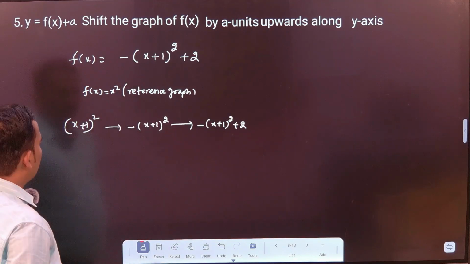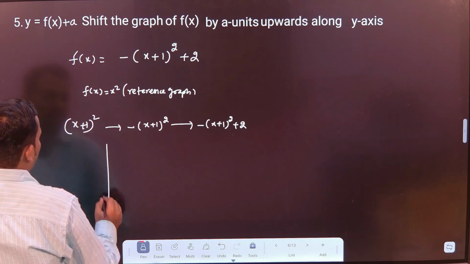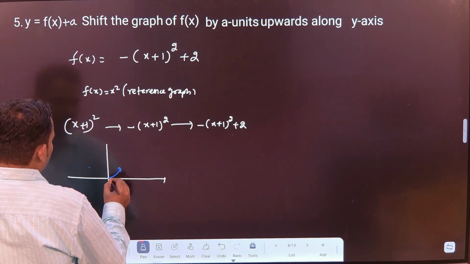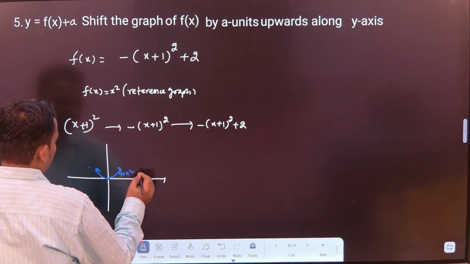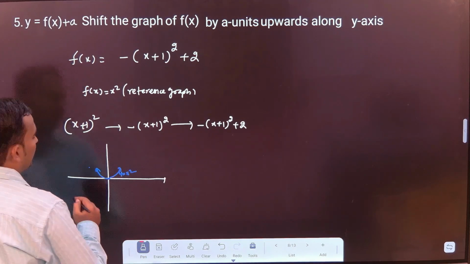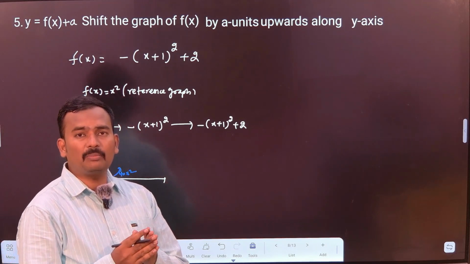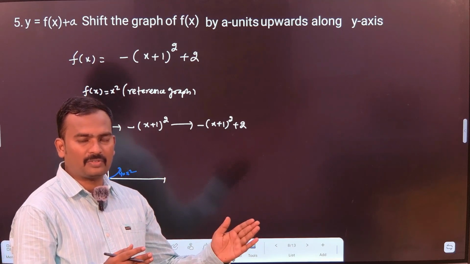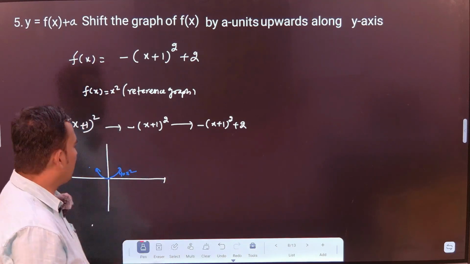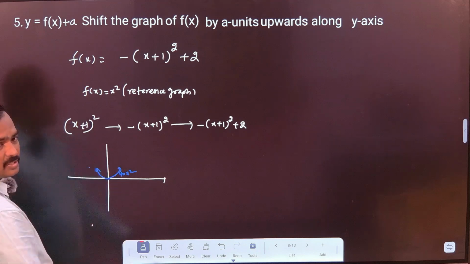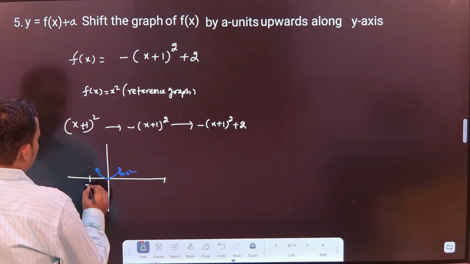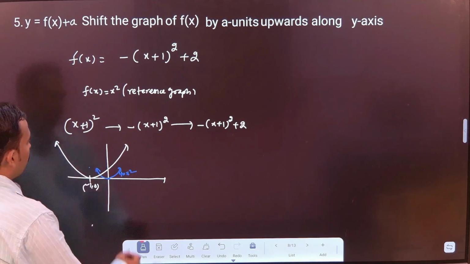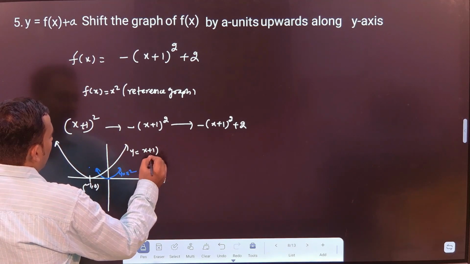So what you can do here, just very simple. Draw the graph of x square, the reference graph. This is your parabola, y is equal to x square graph. Okay. Now what you can do, x plus 1 is there. x plus 1 means you have to shift 1 unit left. Plus means you have to shift left. Minus 1 means you shift right. Right? You have to see here input translations, right? So here this is minus 1 comma 0. Shift the graph 1 unit left. This is your y is equal to (x plus 1) whole square graph.